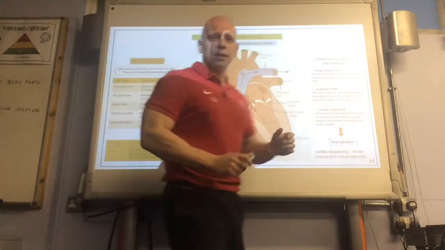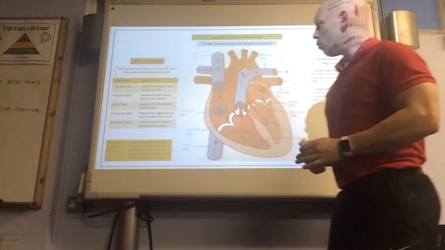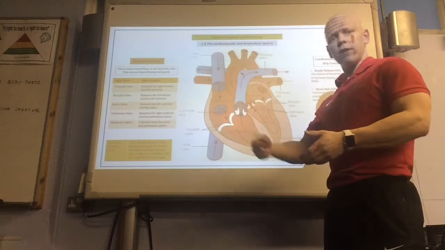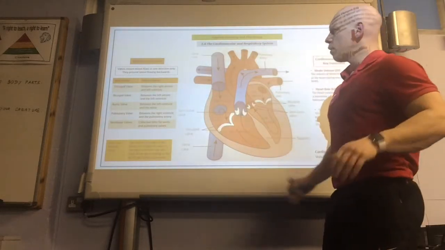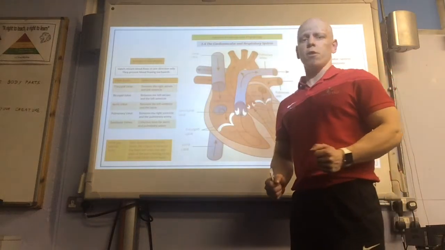The next bit, I'll come to this side, is the valves. Okay? Need to know why we have valves. Valves ensure blood flows in one direction only. Okay, if it starts coming back, no good. They prevent blood flowing backwards. That's why we have valves. That was a question on one of the mock papers.